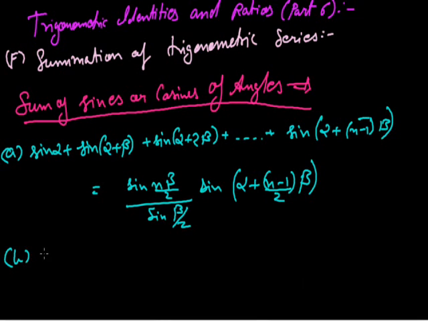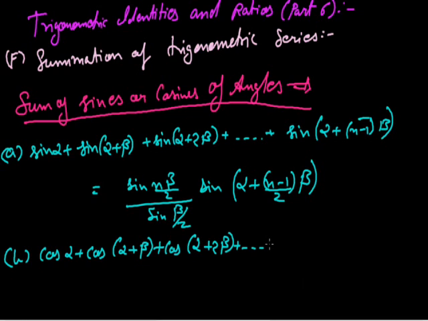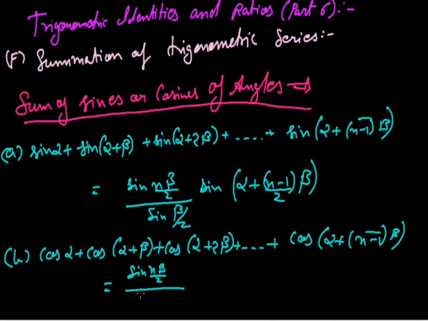B. cos alpha plus cos (alpha plus beta) plus cos (alpha plus 2 beta) plus ... plus cos (alpha plus (n minus 1) beta) is equal to sin(n beta by 2) upon sin(beta by 2) into cos(alpha plus (n minus 1) by 2 beta). We have to keep these formulas in our mind as they both are used in different trigonometric summation problems.